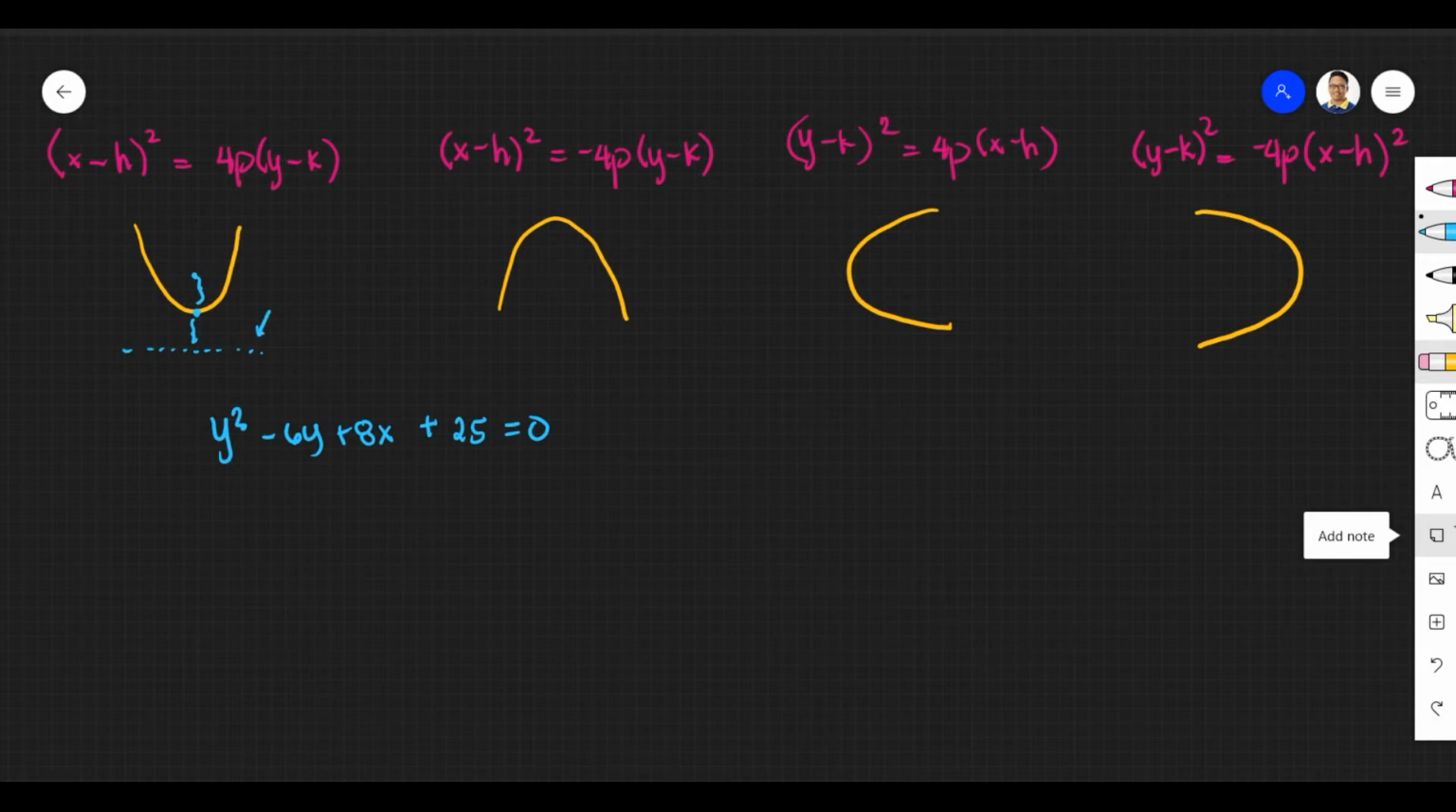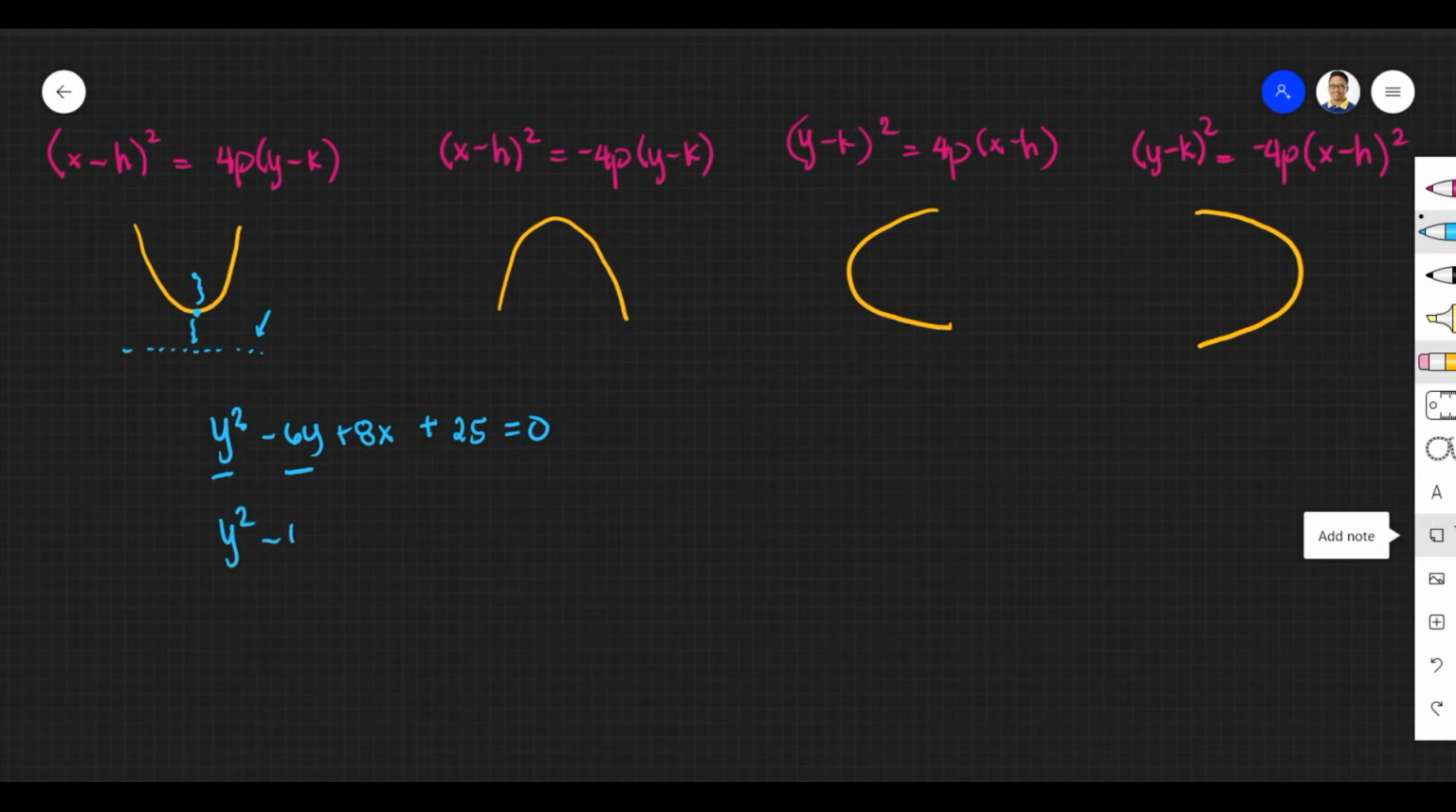So let's try solving this first equation that we have here. We will isolate the terms that have the same variable, and these are y squared and negative 6y. This means to say that we are going to find a way to move 8x and 25 to the other side by applying the inverse operation.